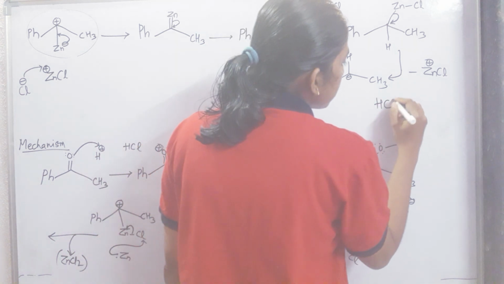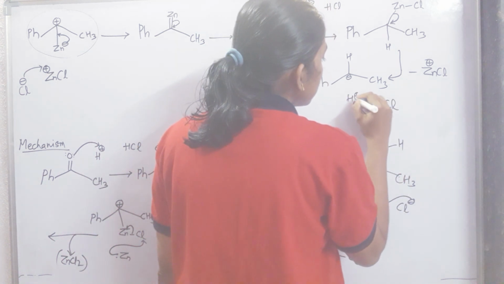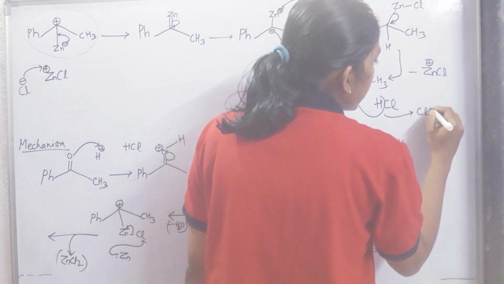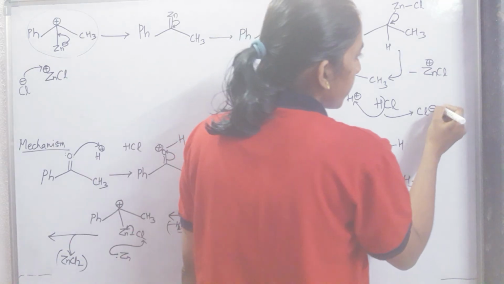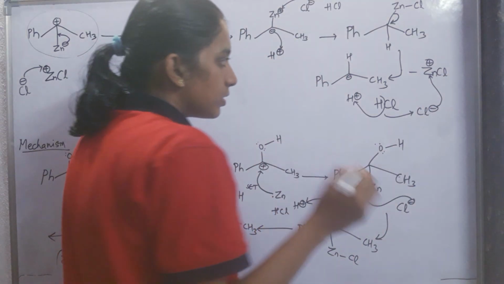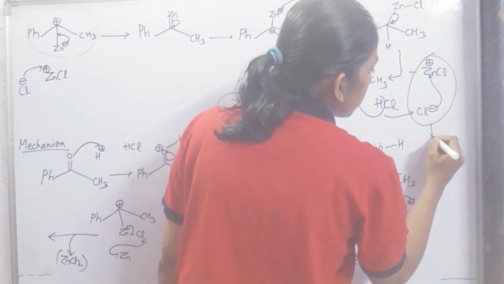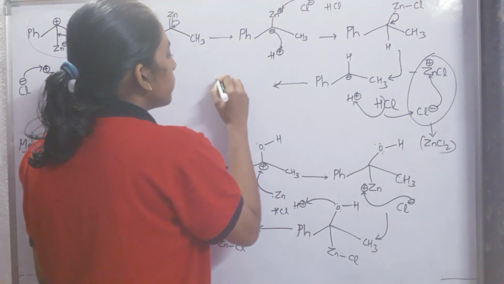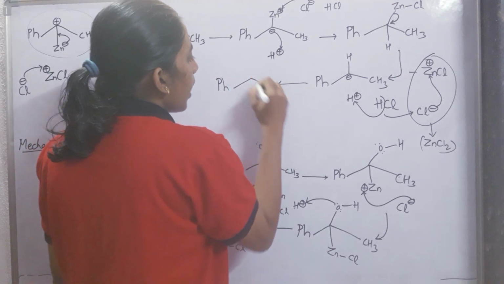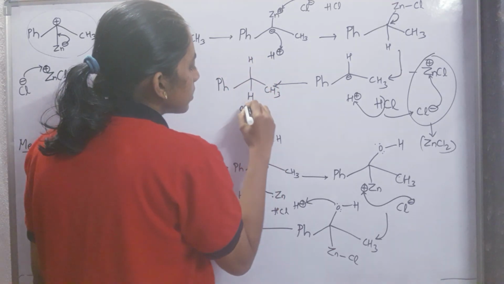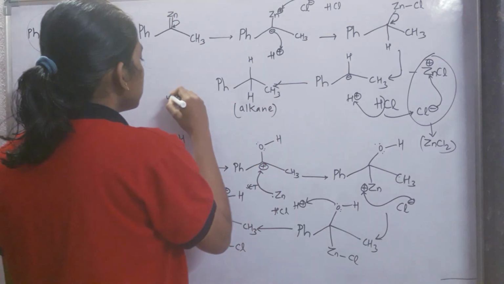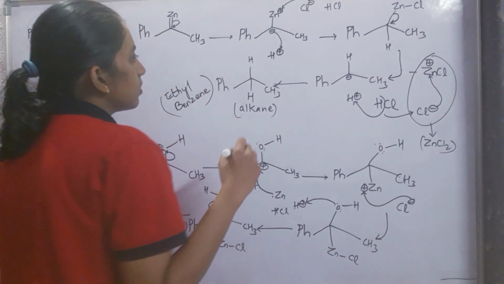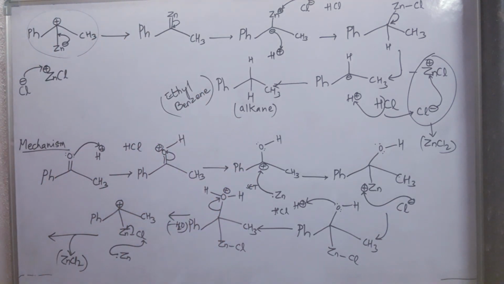Again we will take HCl, where this H plus will form a bond with the carbon here which is negatively charged, and the Cl minus will attack this positively charged zinc, and the compound will be eliminated as ZnCl2 salt. Now this hydrogen and carbon will form a bond and will give us our final product. This is an alkane. Its name is ethyl benzene. So this is the mechanism for Clemmensen reduction.